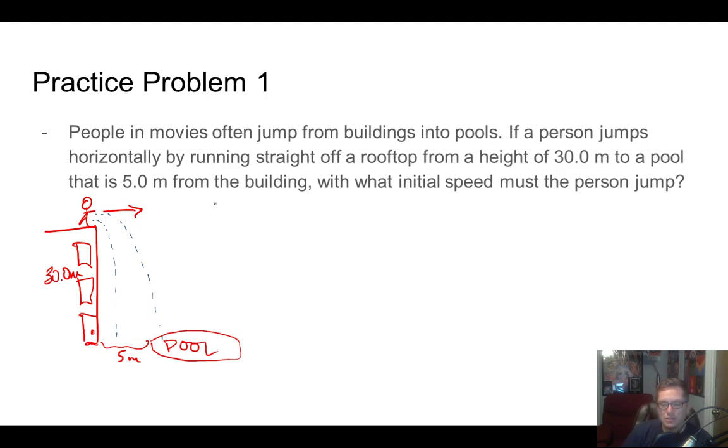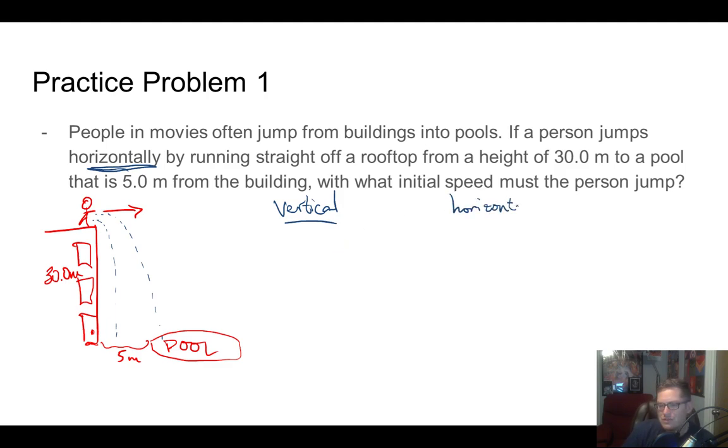Really this comes down to two things. We have to think about it vertically and horizontally. Ask yourself what you are being asked: how fast do I need to run horizontally? A lot of times that's a hint that you need to start thinking about it vertically first. So I'm going to make a little column here for vertical, and then we'll talk about horizontal.